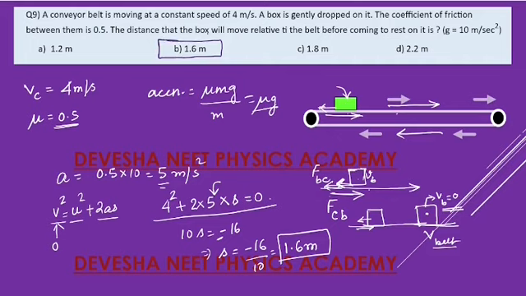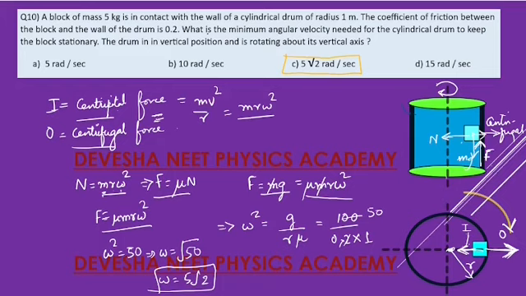Okay, so friends, as I told earlier, in this particular exercise I have solved problems 6 to 10 here.